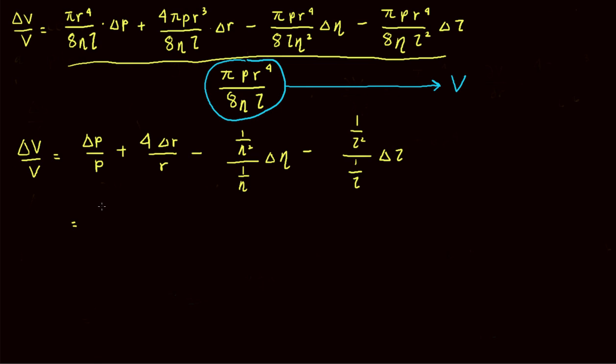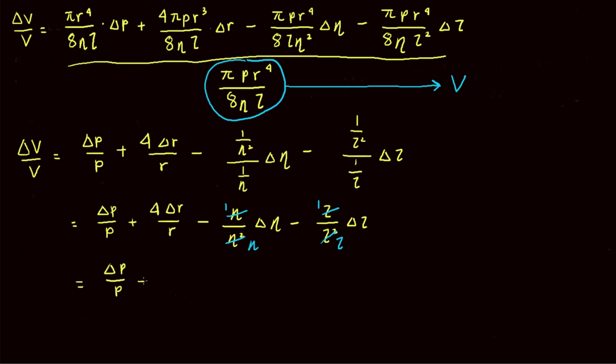So I'm going to simplify it. Just delta P over P plus 4 delta R over R minus, if you flip it out, it becomes nu over nu squared delta nu, minus delta L. So it becomes delta P over P plus 4 delta R over R minus delta nu over nu minus delta L over L.